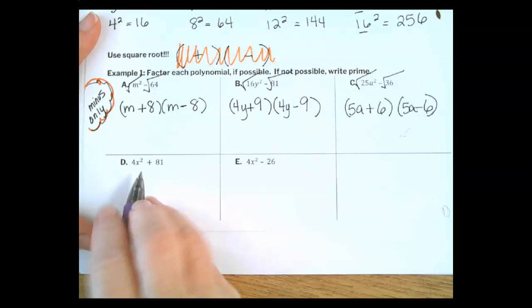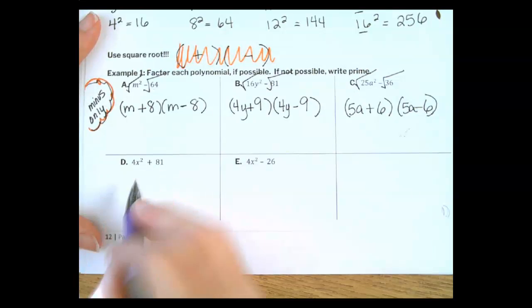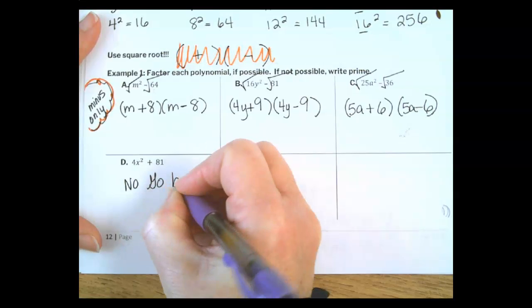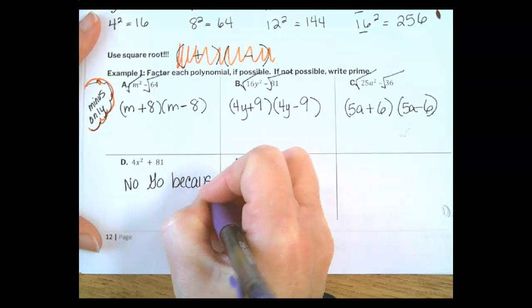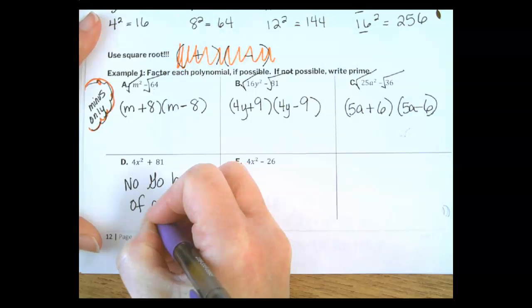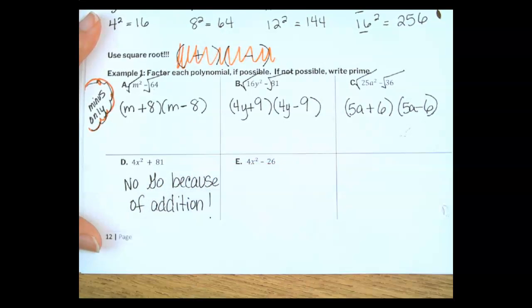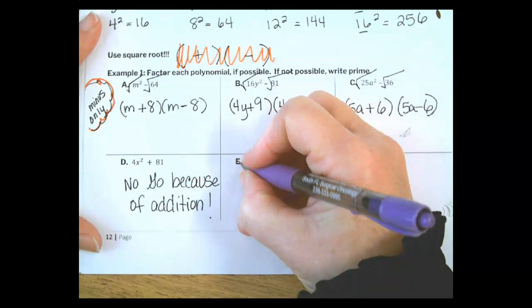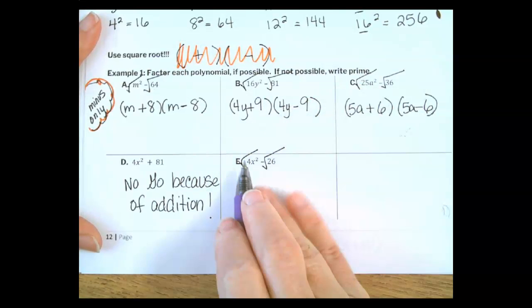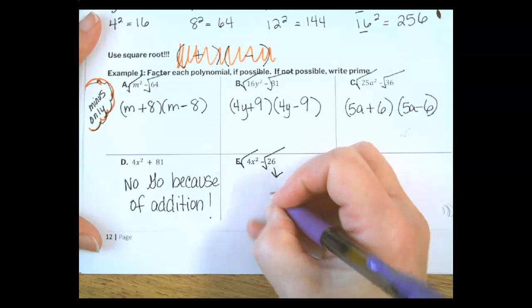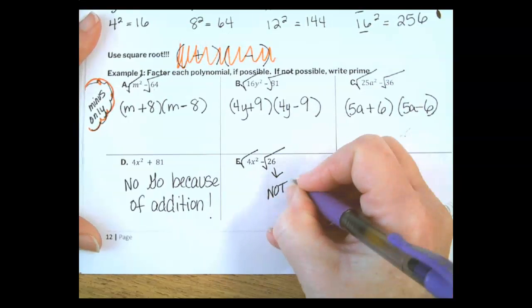So, uh-oh, what's wrong with here? No go, because of addition. This one is fine, but is this a perfect square? This is not a perfect square.